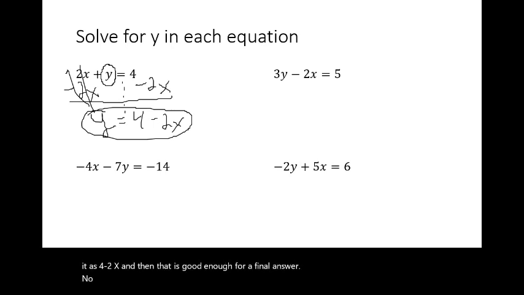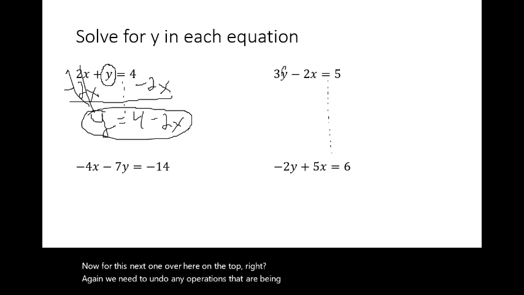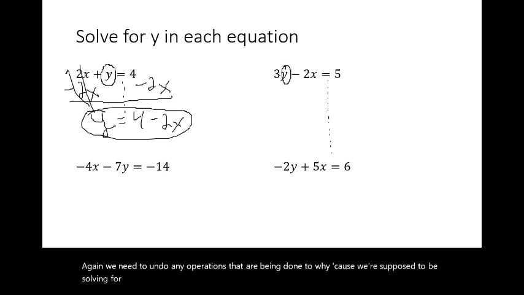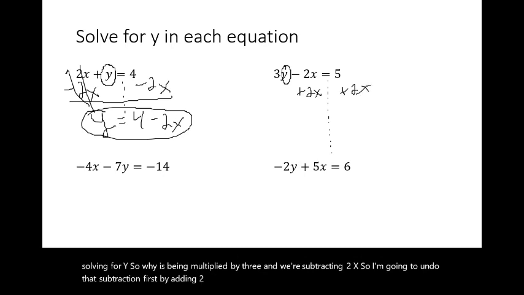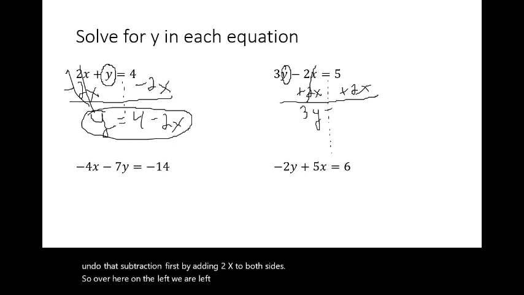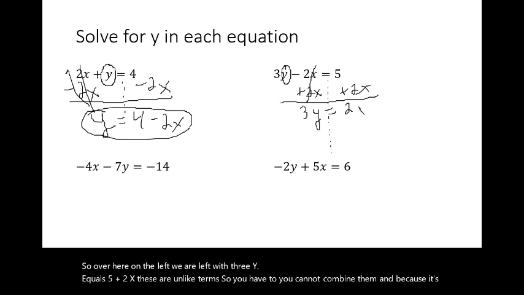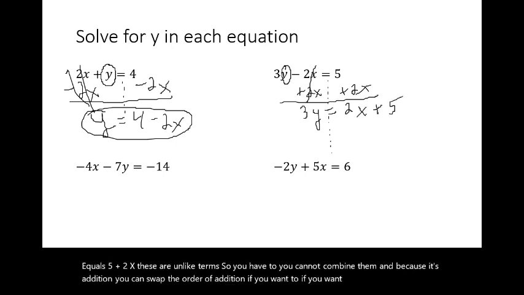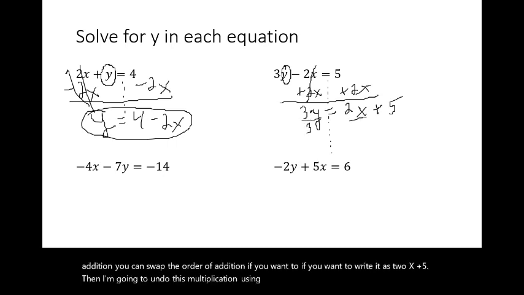Now for this next one over here on the top right, again, we need to undo any operations that are being done to y because we're supposed to be solving for y. So y is being multiplied by 3 and we are subtracting 2x. So I'm going to undo that subtraction first by adding a 2x to both sides. So over here on the left, we are left with 3y equals 5 plus 2x. These are unlike terms, so you cannot combine them. And because it's addition, you can swap the order of addition if you want to write it as 2x plus 5.